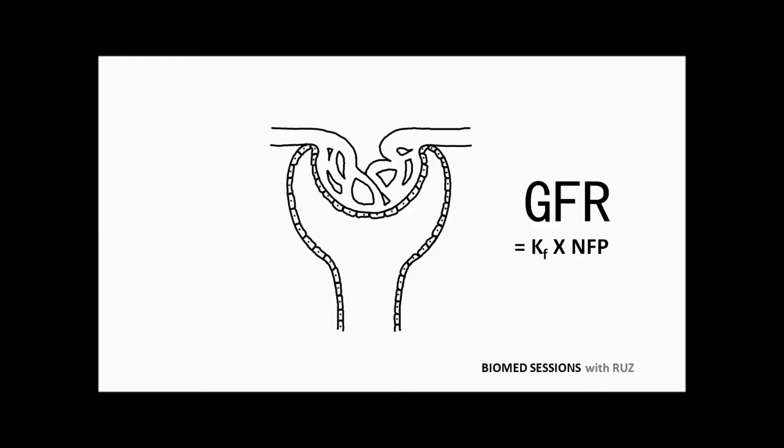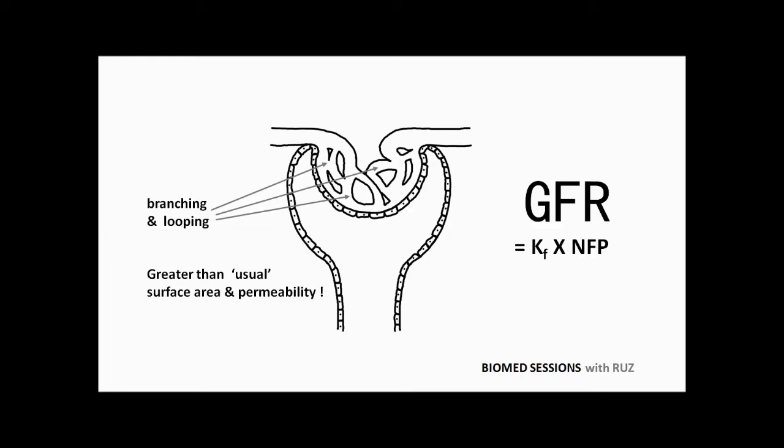The permeability and surface area of glomerular capillaries tend to be greater compared to other capillaries due to the fenestrations and extensive branching and looping. Hence the filtration coefficient is high, and so there is a high degree of filtration in the glomerulus. It is important to note that when considering GFR, we must also take into account the number of functioning nephrons and how effectively the glomeruli filter blood.